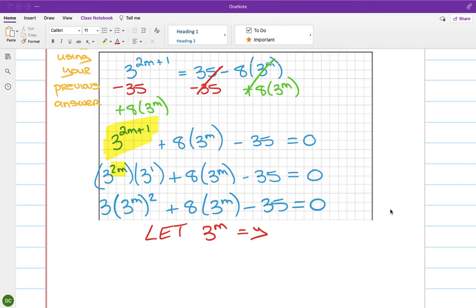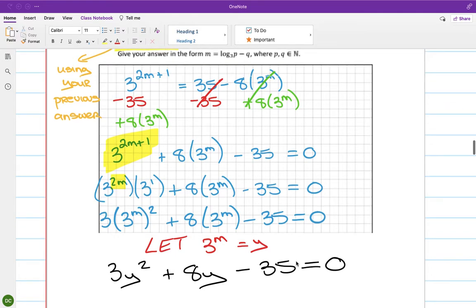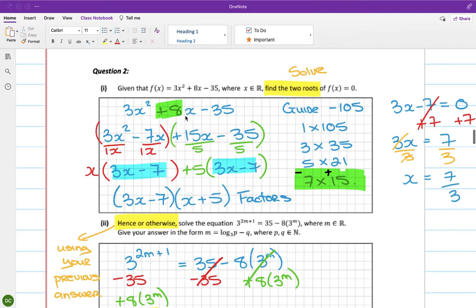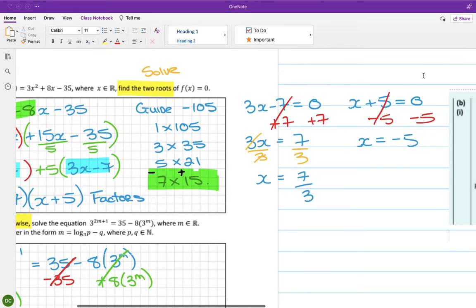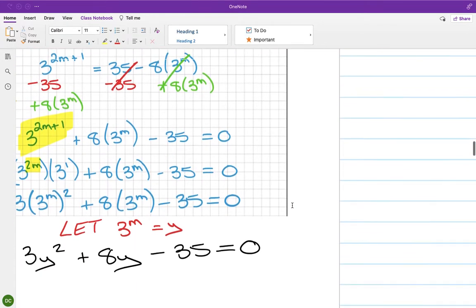Right, so we go with the y. So we go 3y squared plus 8y minus 35 equals 0. Now, the fact that this is a hence question, I reckon that's the exact quadratic we just solved up above. 3y squared plus 8y minus 35. Look. Up here it's x's and down here it's y's, but it's the exact same. Which means I don't have to do any of this again. I have the two answers. So there are my two answers, 7 over 3 and minus 5.